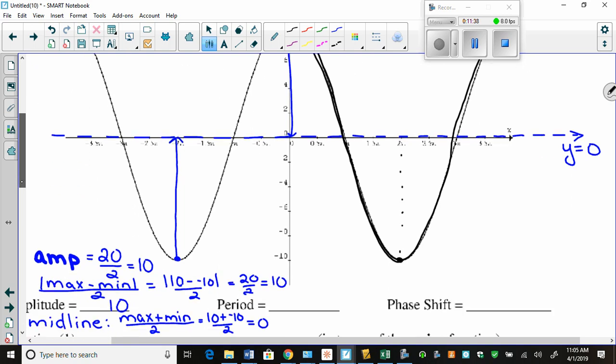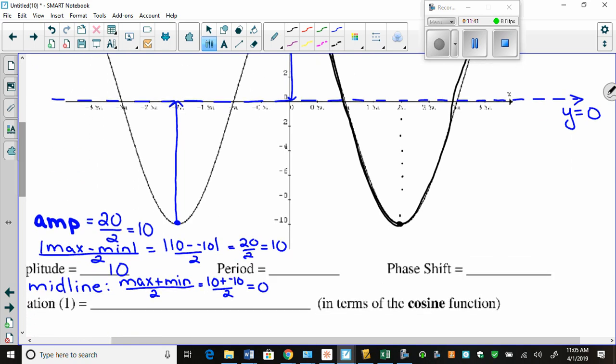So if this thing is half the period in 2 pi, the full period is in 4 pi. But can I put 4 pi in for the b value? Do b and p equal the same thing? No, so to find the b value, I have to use the period. So b would equal 2 pi divided by the period, so 4 pi. So b equals a half.